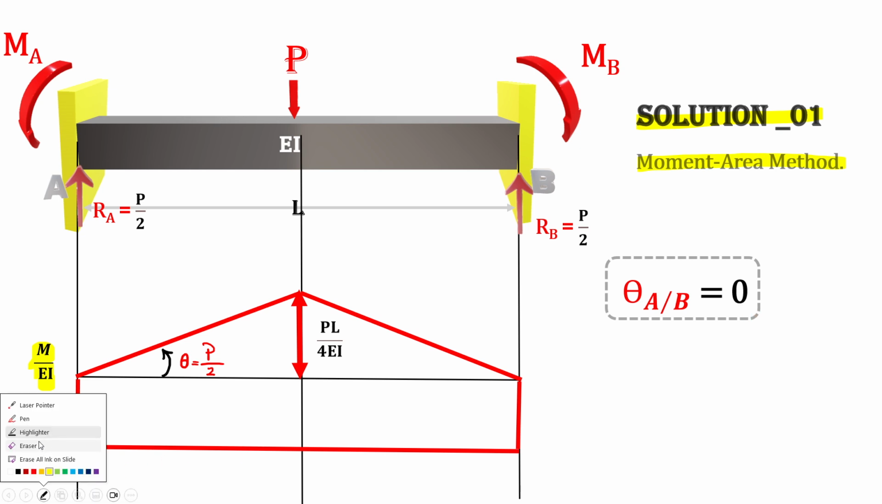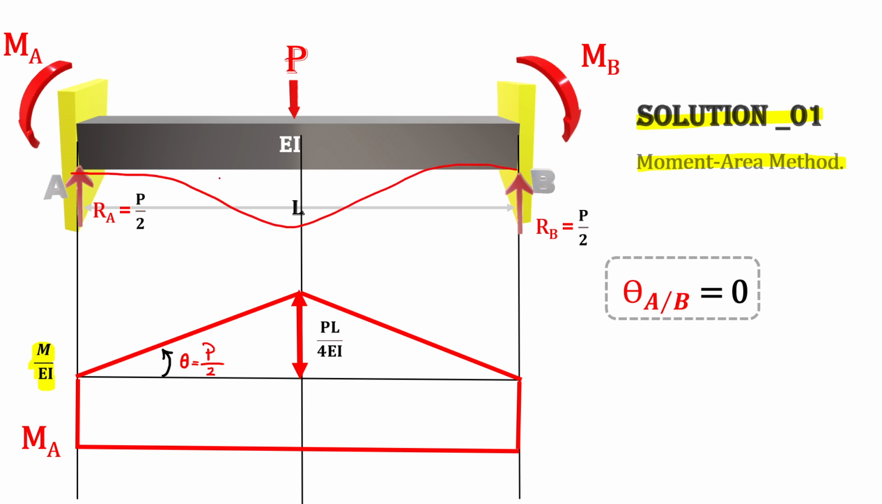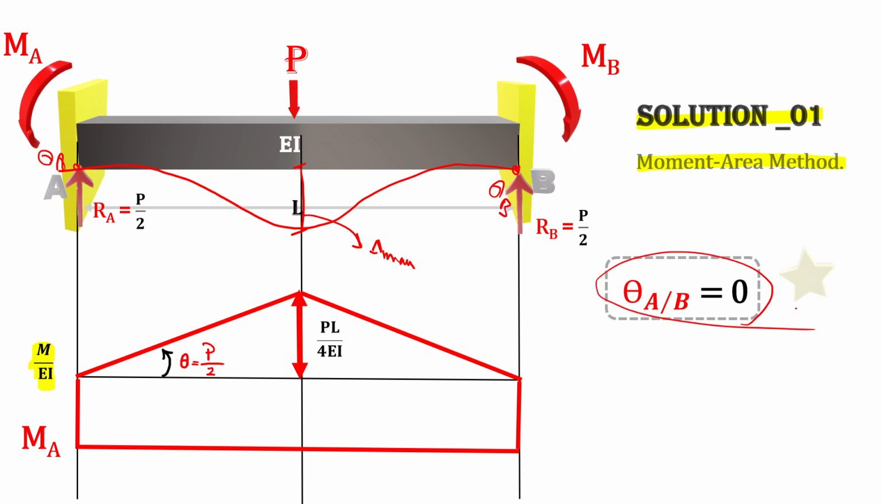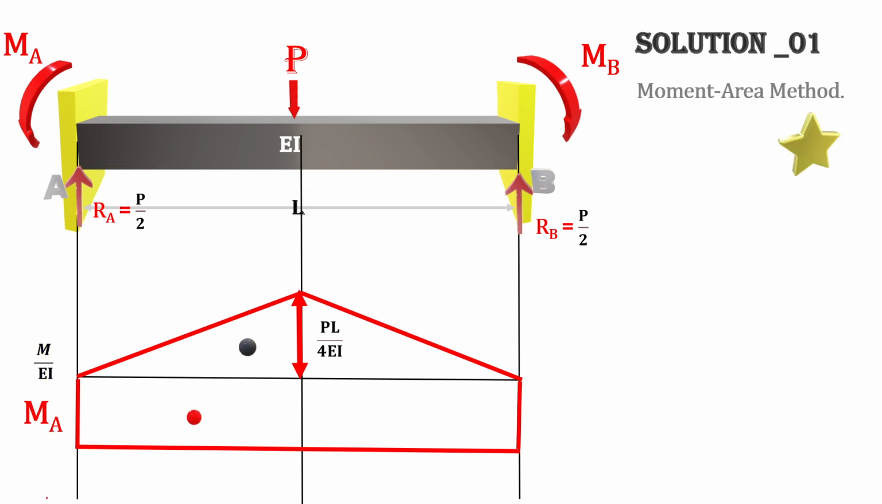If we draw the deflected shape of this beam after loading, you can easily see this is delta maximum, which occurs here at the center, and theta A is equal to 0 because it's fixed. Theta B is equal to 0, so theta A with respect to B is also 0, and that's the key to our problem. Based off the first moment area theorem, theta A with respect to B equal to 0 says the area under the moment diagram is equal to 0.